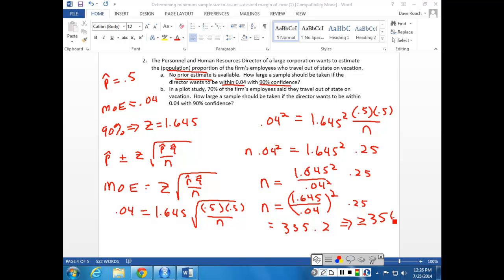In part B, we know that this is 70%. So if we were doing that, the changes would be here. We would have 0.7 and 0.3. Same thing there, 0.7 and 0.3. Here, if I multiply those, I would have 0.21.